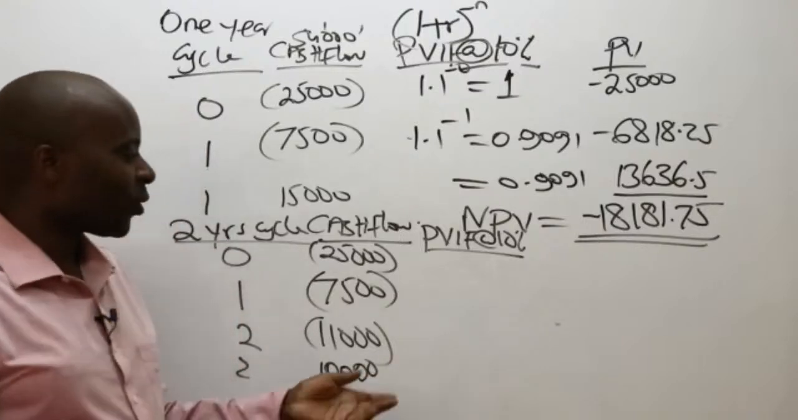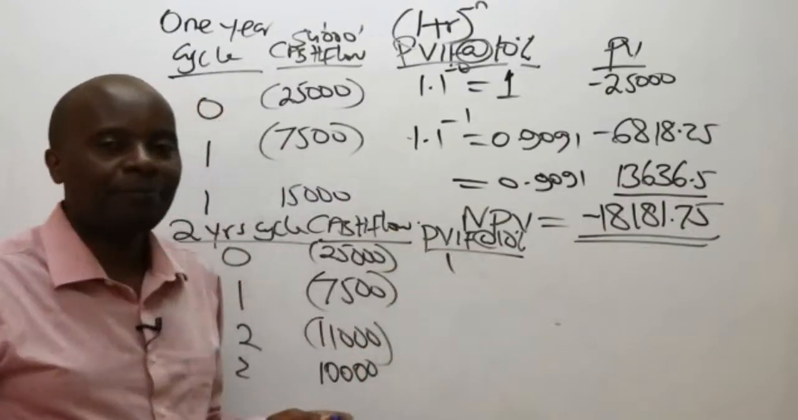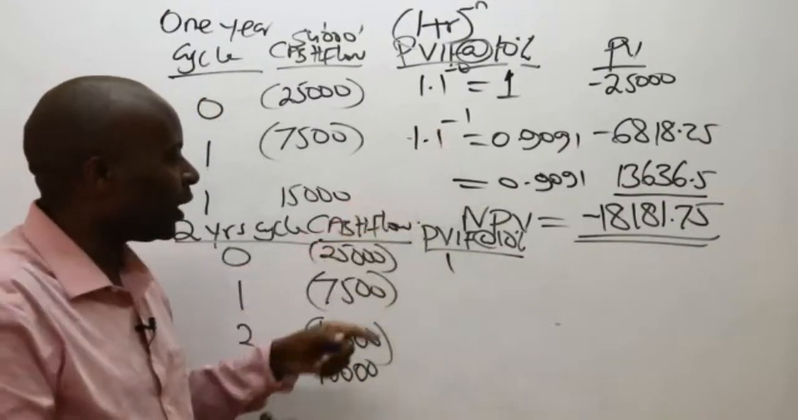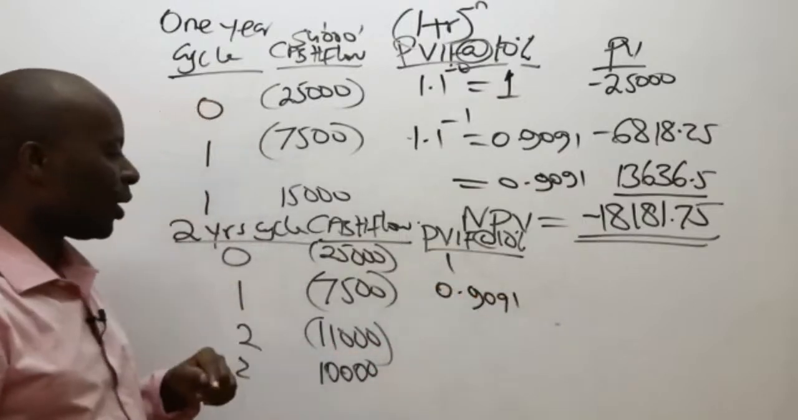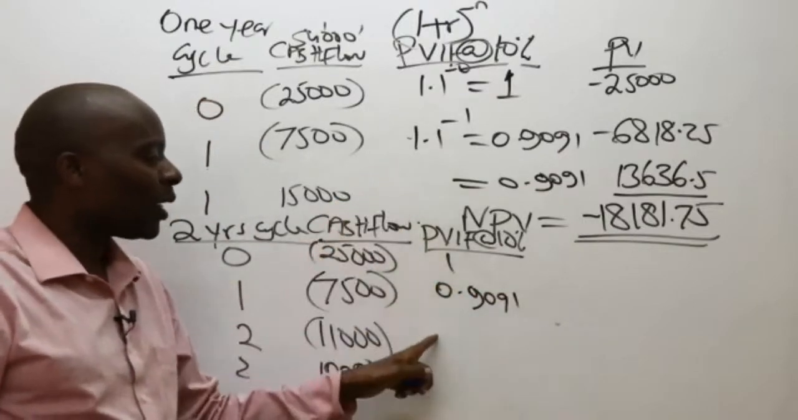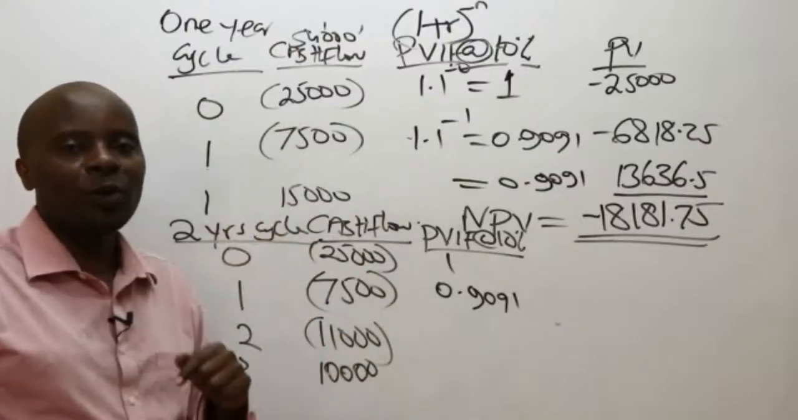Very good. So come here. The PV for time 0, what do we have? 1. Time 1, I'm copying these figures. Time 1, we have 0.909. Time 2, now I have to talk of 1.1 raised to minus 2. What figure do we have there?